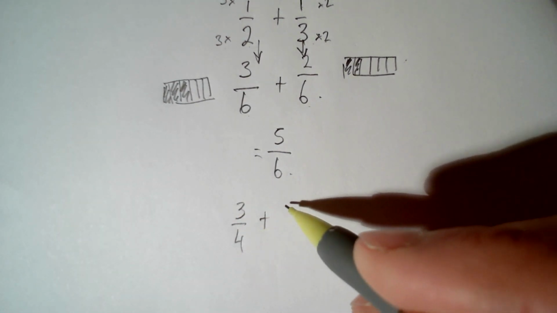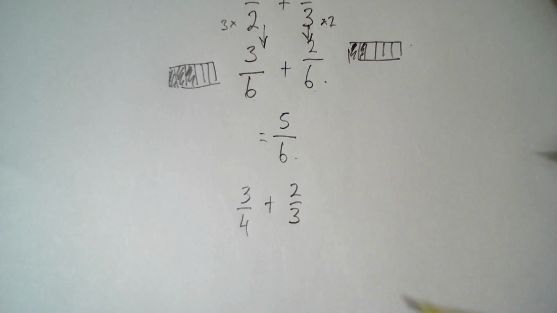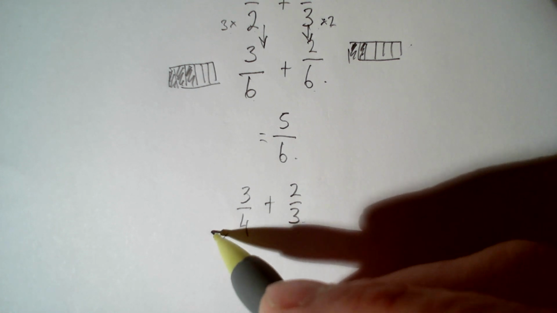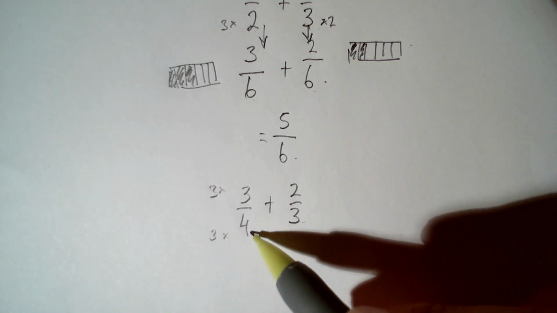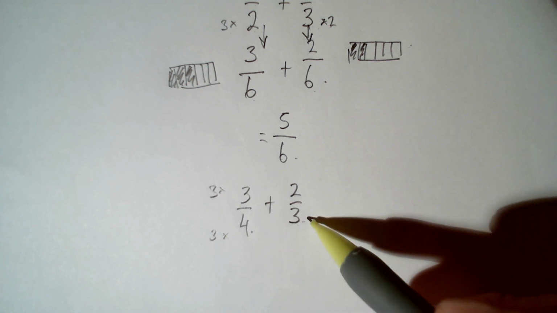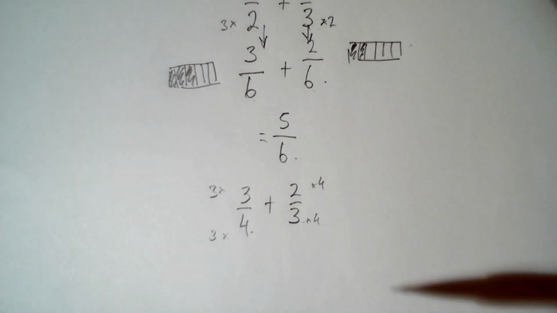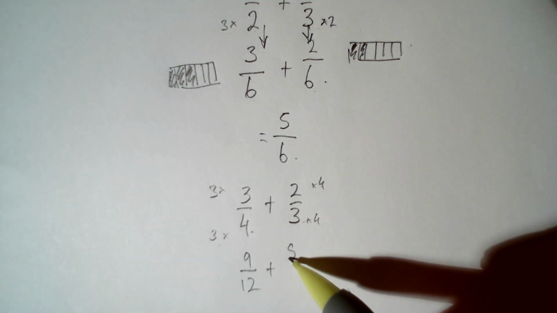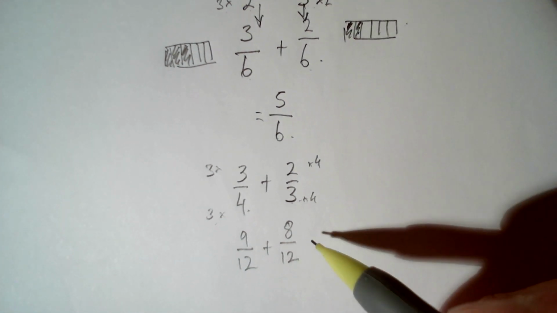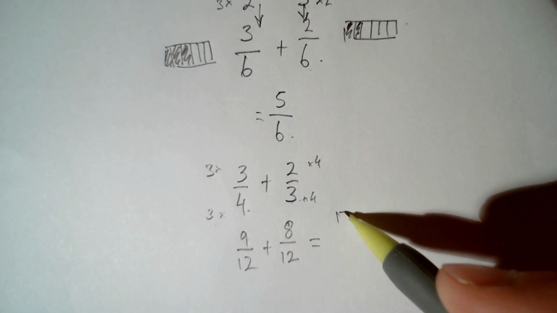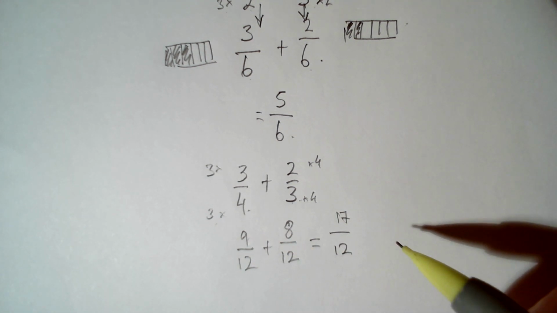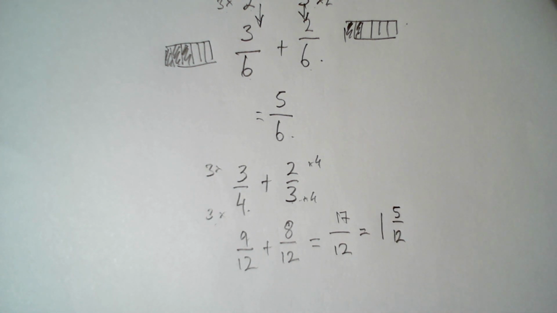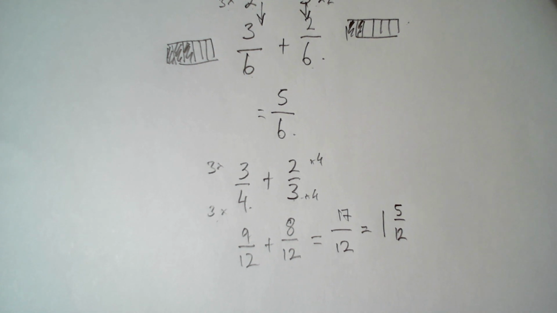Now let's look at 3/4 plus 2/3. So we check and we can see the denominators are not the same. So we're going to multiply above and below by the opposite denominator. So that's multiplying 3/4 by 3 above and below and 2/3 by 4 above and below. 3 times 3 is 9 and 3 times 4 is 12. 4 times 2 is 8 and 4 times 3 is 12. Now our denominators are the same, so we can add our numerators and we get 17/12. This is an improper fraction, so we can convert that to 1 5/12.